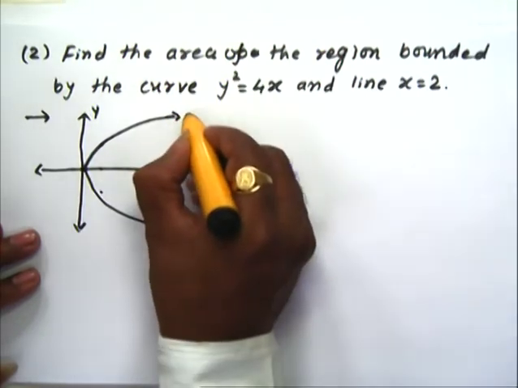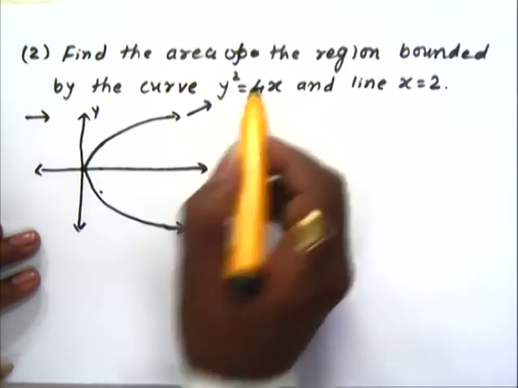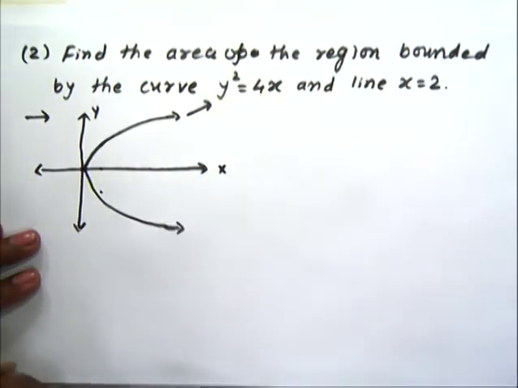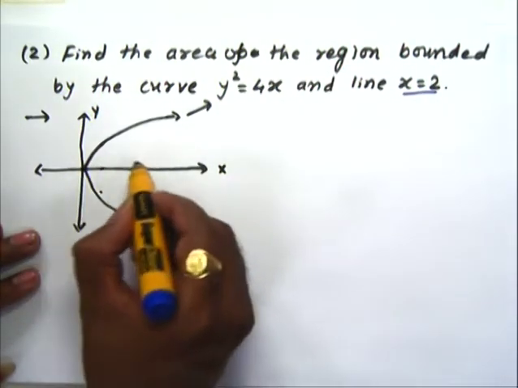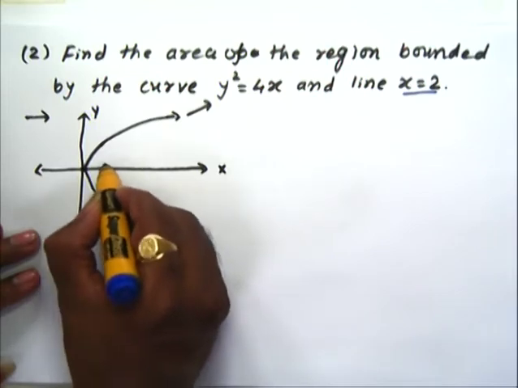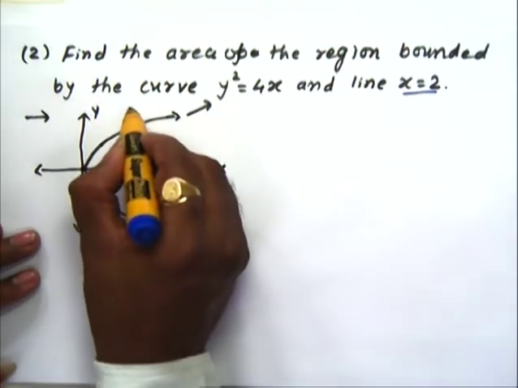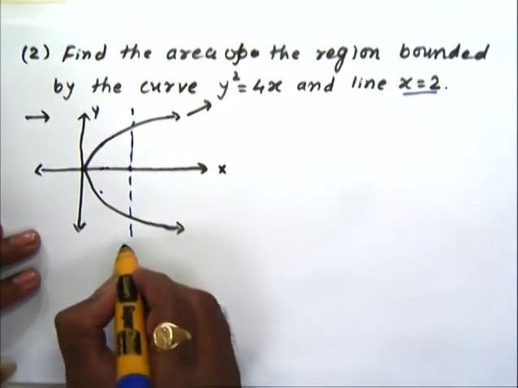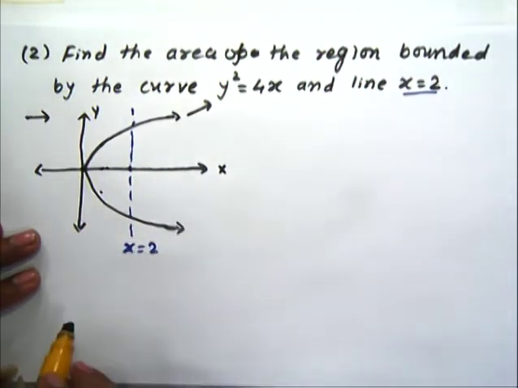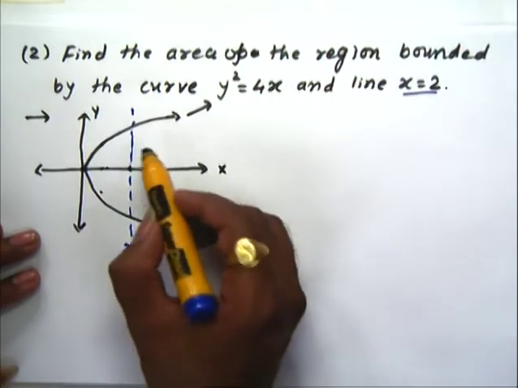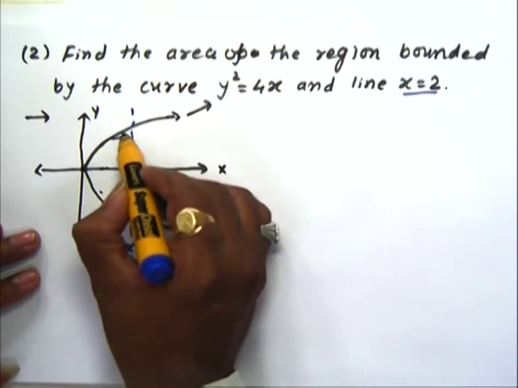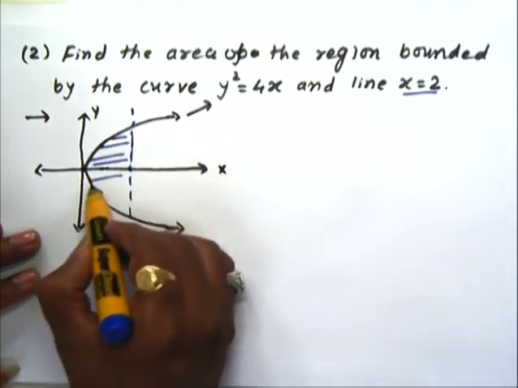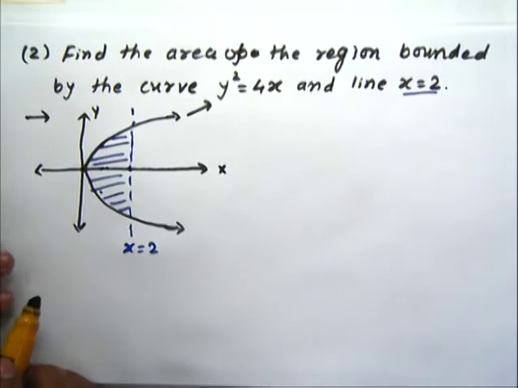This is our y square equal to 4x curve. Okay. Now the line x equal to 2, which is perpendicular to the x-axis and passes through 1 and 2. So this is our line x equal to 2. So the area bounded by the curves y square equal to 4x and x equal to 2, the area is this. This is the total area that we have to find.